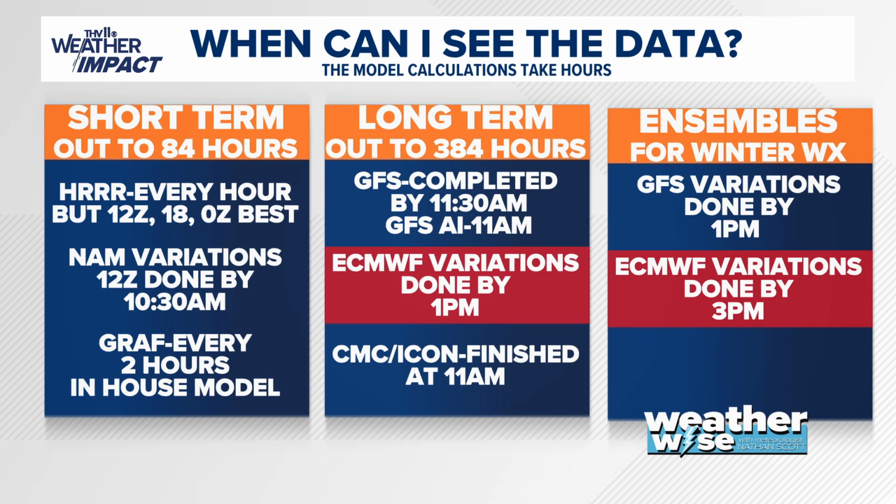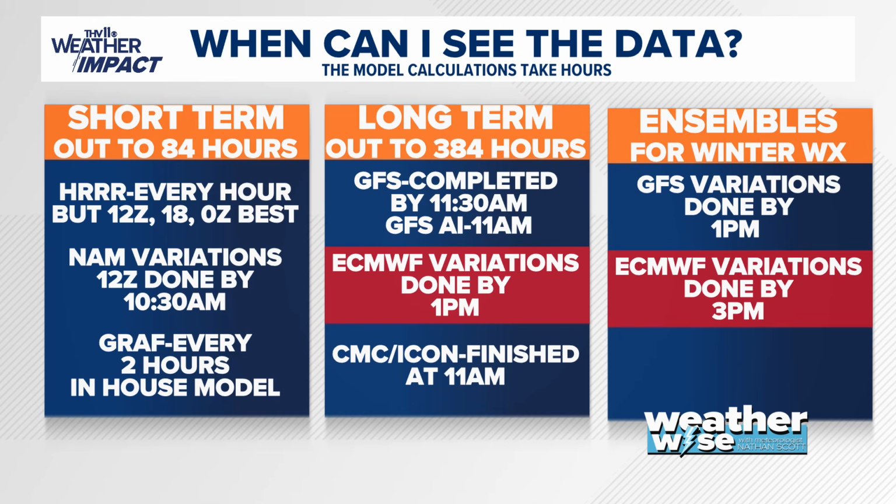Your NAM variations, they're initialized at 12Z, but they're not done until 10:30 Central Standard Time. So yeah, it takes 2-3 hours for all this computation to take place. Now a graph is every 2 hours, and that's our in-house model that happens here at THV11.